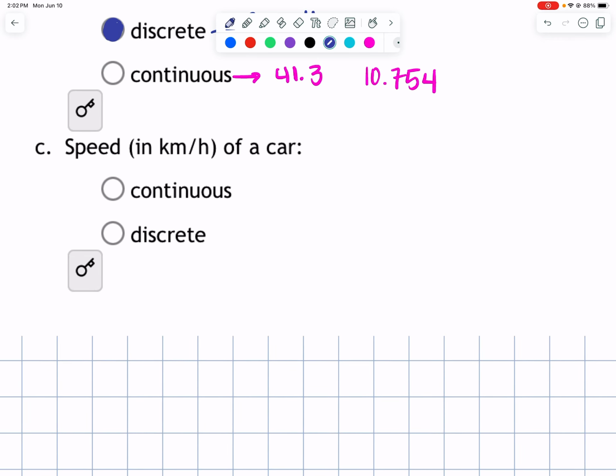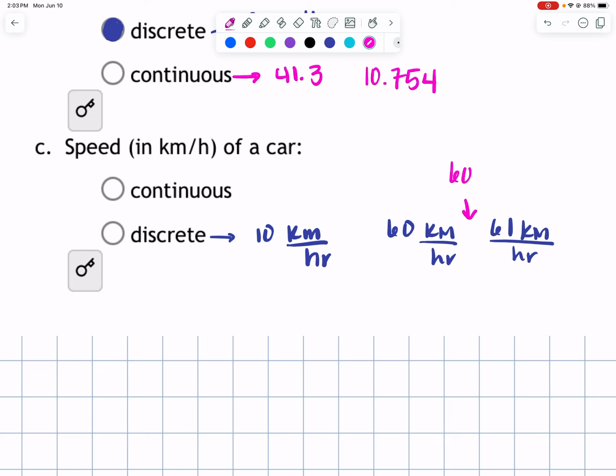Now let's look at speed. Discrete speeds means you are traveling 10 kilometers an hour. Or you are traveling 60 kilometers an hour. Or 61 kilometers an hour. Well, it's possible that right in here, you traveled 60.5 kilometers an hour. My car shows me the decimals on my speedometer. So it is entirely possible for decimals to represent the speed you're traveling. That means speed is continuous data.